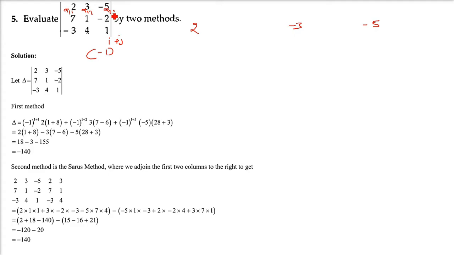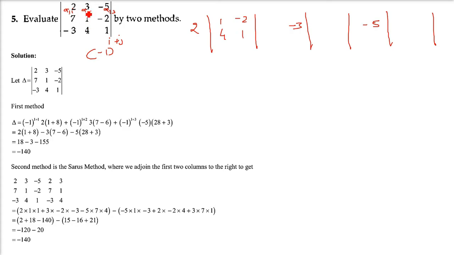2 here. Now what you have to do is, wherever this 2 lies in the intersection of row and column, leave that and write the other things here. You have to write 1, minus 2, 4, 1. 1, 4, negative 2, 1.